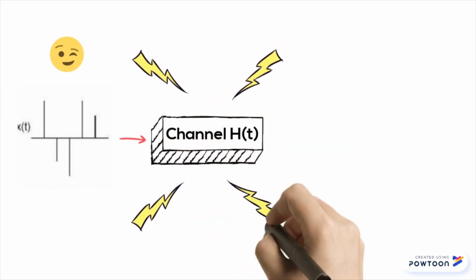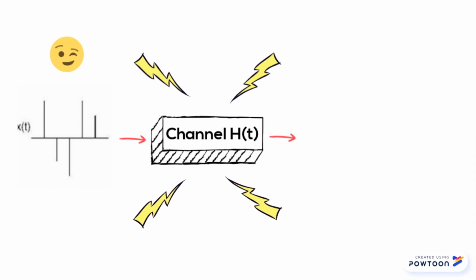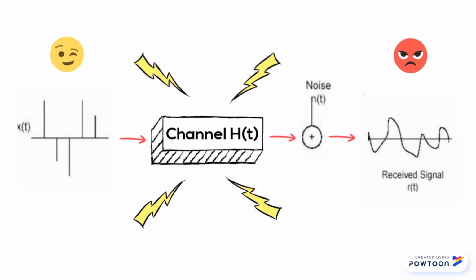Suppose our wink emoji is a 4-level pulse amplitude signal. Call it x of t. Our message is then bounced off different satellites to find its way to Charlotte. On its way, x of t is distorted by the impulse response of our channel h of t and by some noise n of t. As a result, Charlotte receives a completely different message, a distorted one.